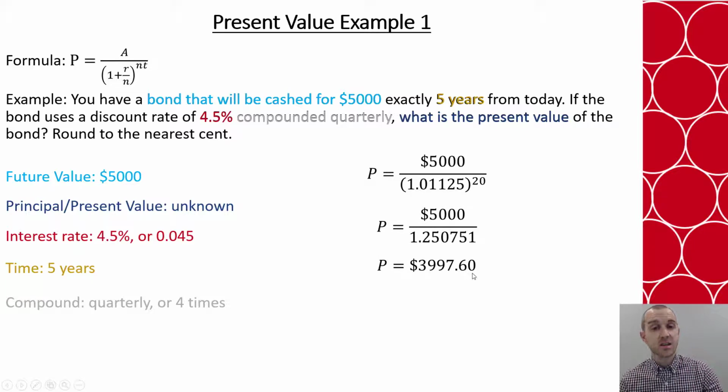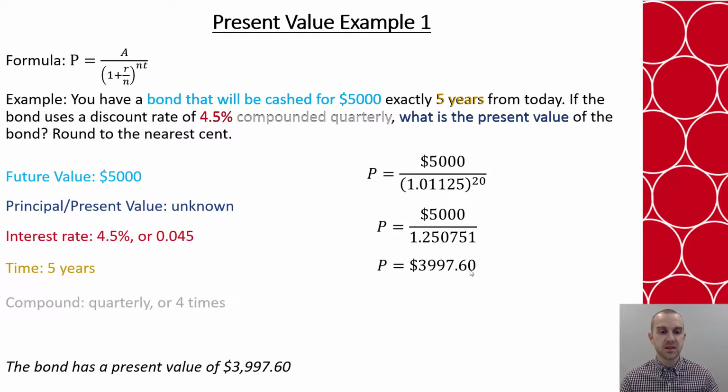And here I've rounded to the cent, and that's $3,997.60. That means that if I sold this bond today, because I had to for any reason, its current value should be about $3,997.60. So if someone's trying to give me a much lower value than that, I wouldn't want to take it.